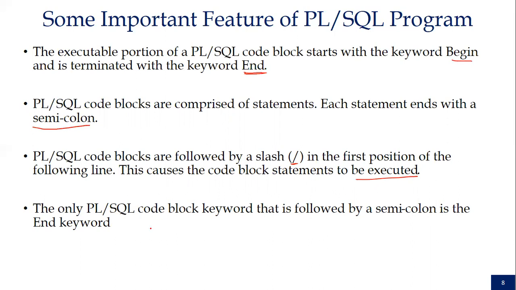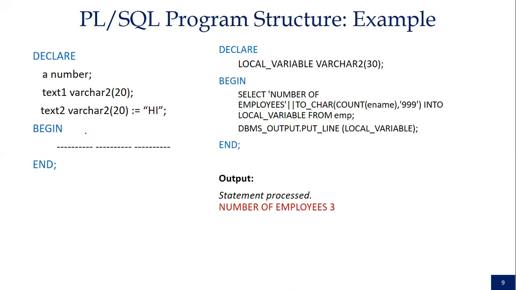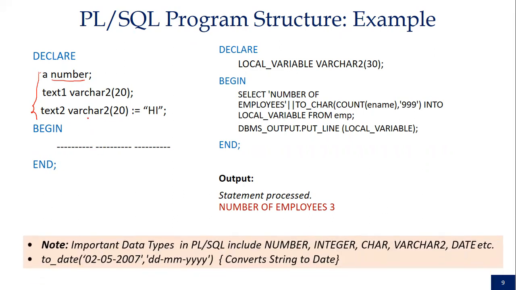Okay. So you can see the example of that. Just declare number, text, text2. These are the three variables that we have declared inside it. Here is the type of the variable. So it depends on the data type which type of variable you can declare inside PLSQL. Different data types are there, like number, integer, character, varchar2, date, etc., that you can utilize to declare a variable. Okay, this is an example to declare a local variable with varchar2 data type.